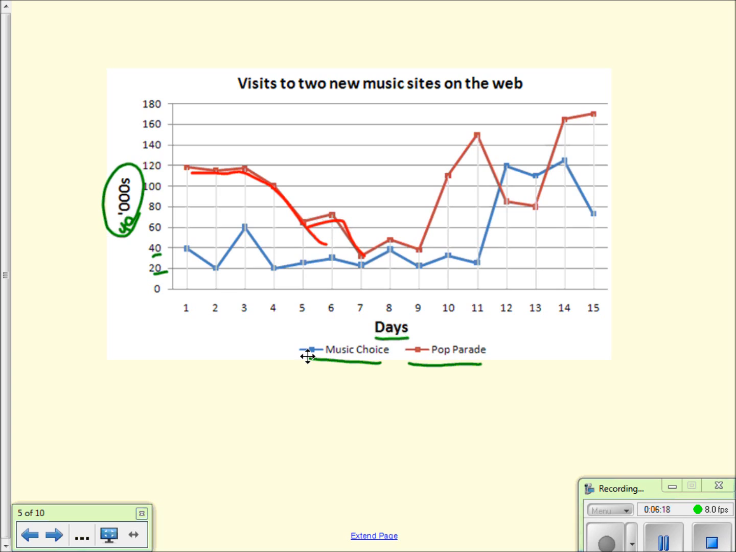Okay. The music choice, it kind of stayed low. A little spike, it's staying low, and then it spiked up. So something happened to make it spike up real quick. The pop parade started up, went down low, and then it had another shoot up, back down, and up again. So it had 3 high spots, 2 low spots. Music choice kind of stayed low, and then had 1 peak.